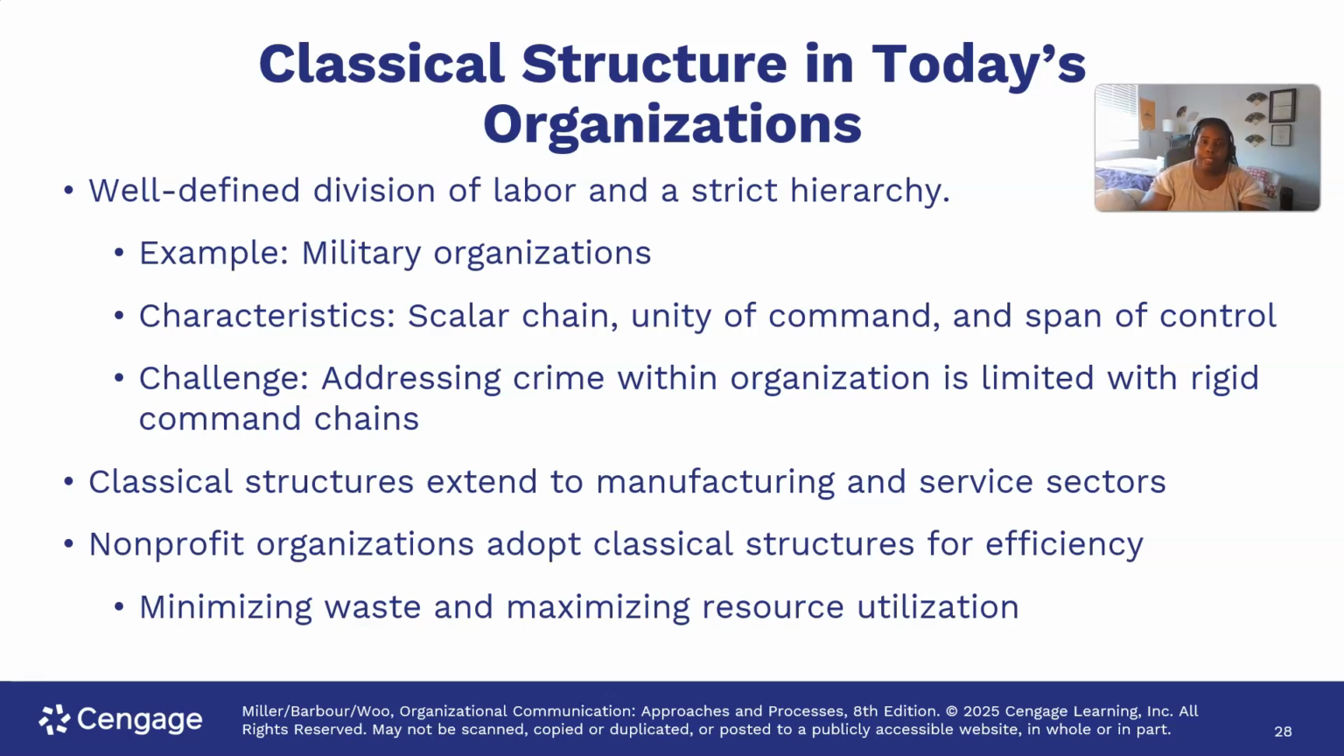So I gave some examples of Amazon. The book also gives examples of fast food and other manufacturing types of places. Of course, Ford is still in existence today, other manufacturing places, but we do have robotics to help out with some of those tasks. People are still there, but you will see those classical organizations and structures be reflected in today's organizations. Nonprofit organizations adopt classical structures for efficiency, with the ultimate goal of minimizing waste and maximizing resource utilization.